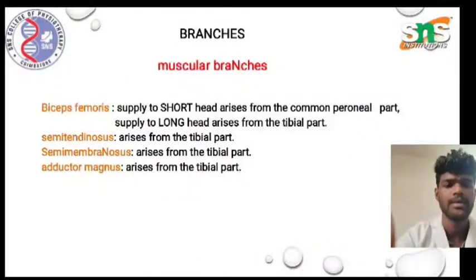Semitendinosus is supplied by the tibial part only. Semimembranosus arises from the tibial part. Adductor magnus arises from the tibial part. Adductor magnus, semimembranosus and semitendinosus, all three muscles are supplied by the tibial part.